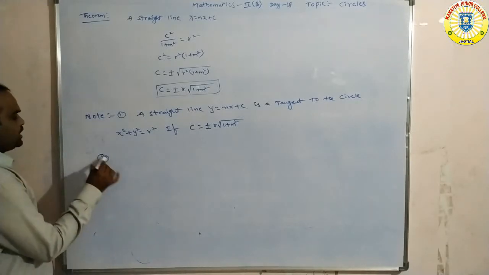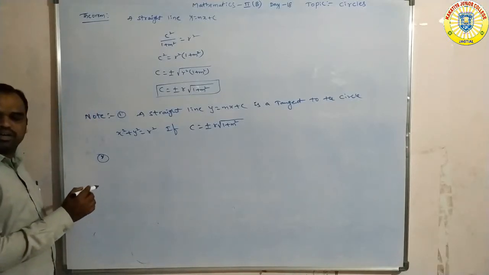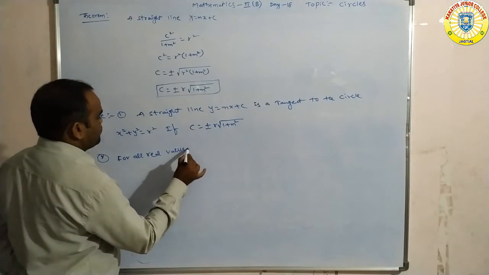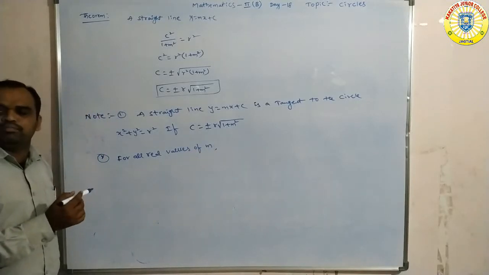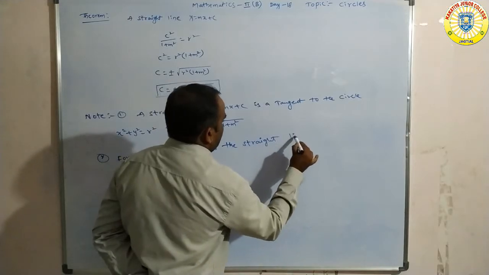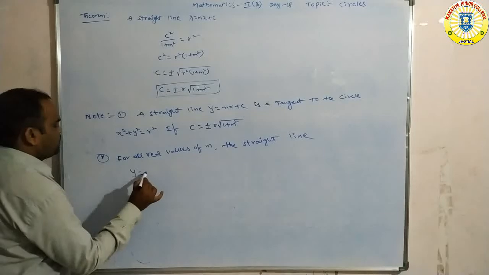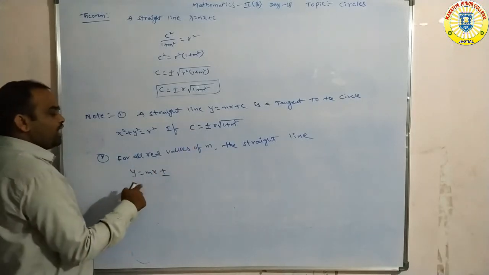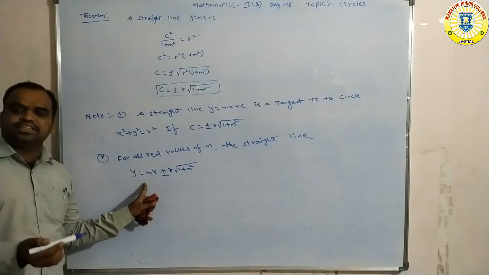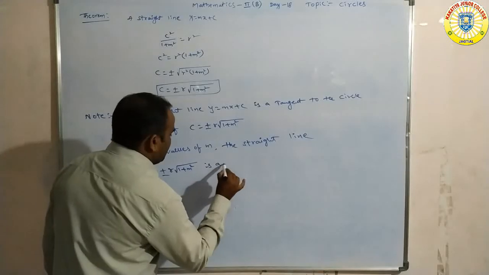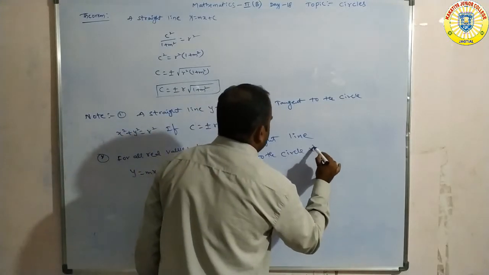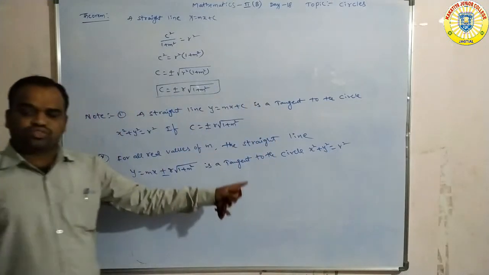Next, for all real values of m, the straight line y is equal to mx plus c, where c is plus or minus r into the square root of 1 plus m square, is a tangent to the circle x square plus y square is equal to r square.